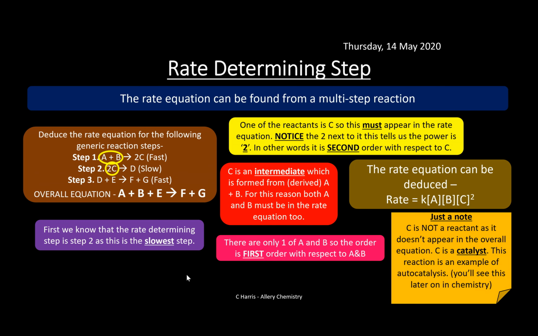So remember, this is what I was saying before, that actually C doesn't appear in that initial equation. You can see there, C doesn't appear in the overall equation. So C must be a catalyst. So this reaction is an example of autocatalysis. You'll see this later on in chemistry, in the transition metals area of chemistry.